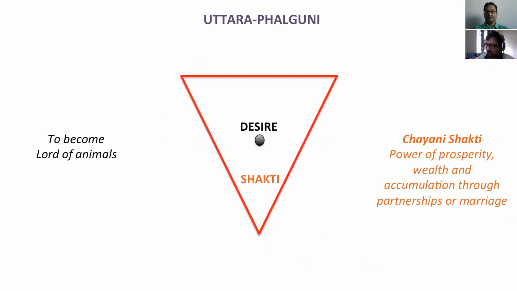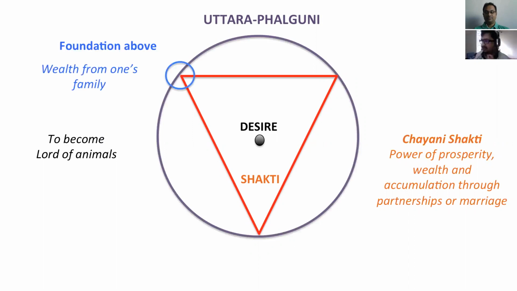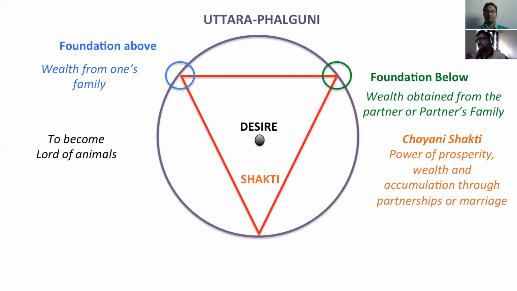So doing the same analysis for Uttara Phalguni nakshatra, the desire is to become the lord of the animals. The Shakti is the power of prosperity, wealth, and accumulation through partnerships of marriage. So you're acquiring wealth through partnerships. That's one thing. And then the foundation above is wealth from one's family. The foundation below is wealth obtained from the partner or partner's family. So the patron is supporting the artist who is creating the wealth.